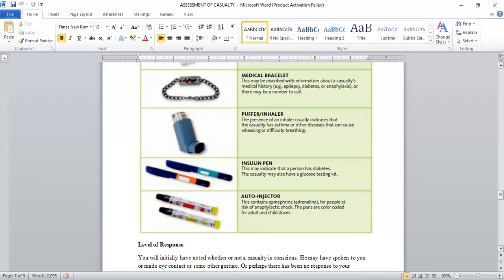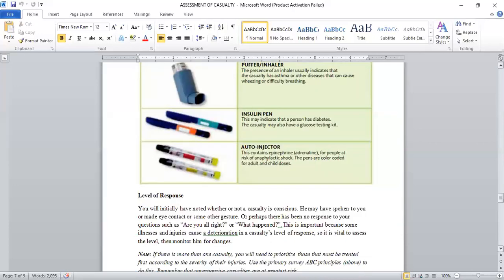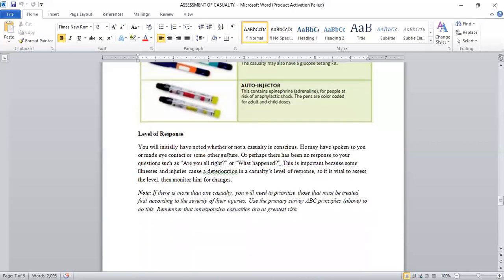So how do you check for the level of responsiveness? You may initially have noted whether or not a casualty is conscious. They may have spoken to you, or made eye contact or some other gestures to show that they are conscious, or perhaps there may be no response to your question, such as when you ask them, are you all right? Maybe they can respond to you, what happened? Or they may not respond. If they do not respond, it means that they are unconscious.